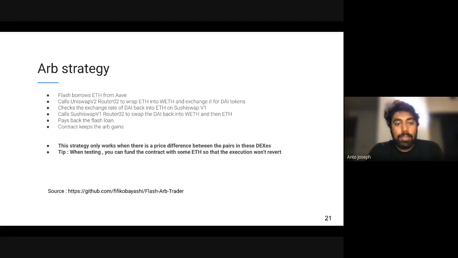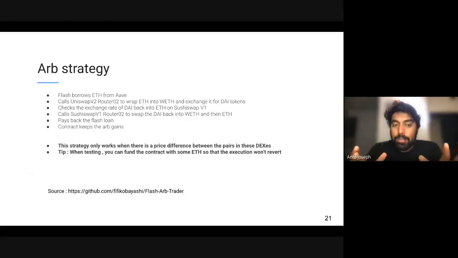If there is a price difference between Uniswap and SushiSwap, then we can arbitrage the difference. We can go either from Uniswap to SushiSwap, or we can go from SushiSwap to Uniswap. We then pay back the flash loan, which is the amount that we borrowed initially, plus the premium for the flash loan, and keep any difference. So when testing, we can fund the contract with some test Ether, so your execution won't revert because this price difference doesn't exist all the time.